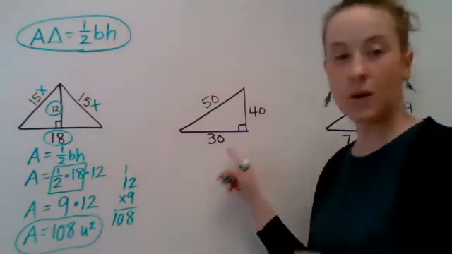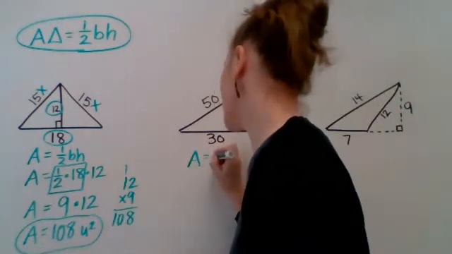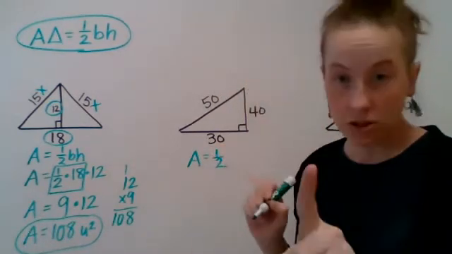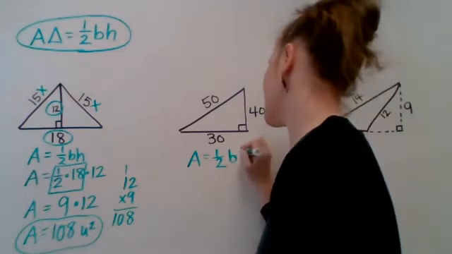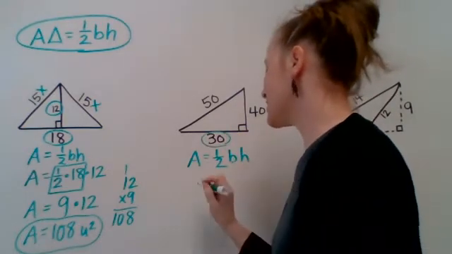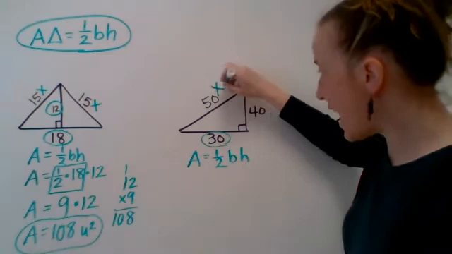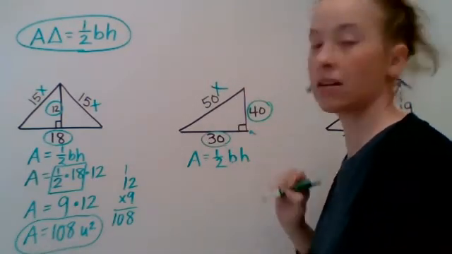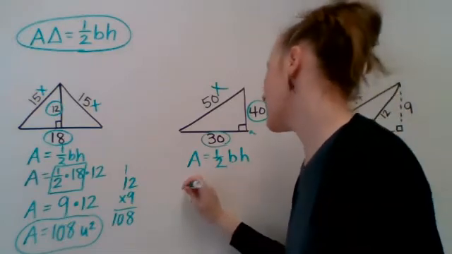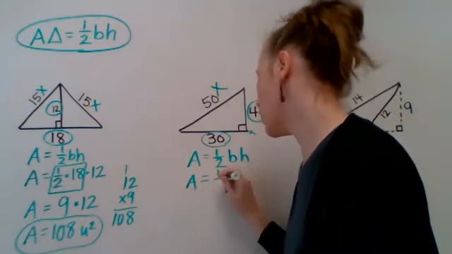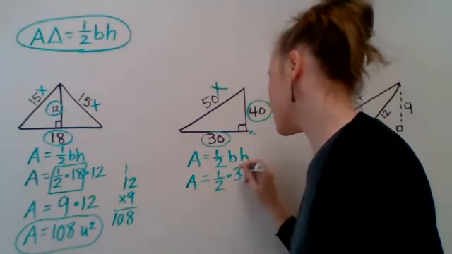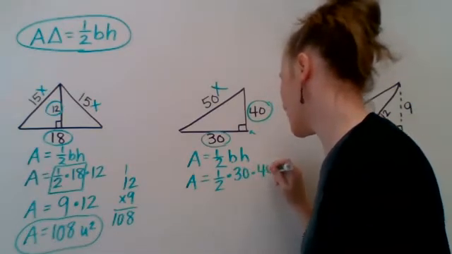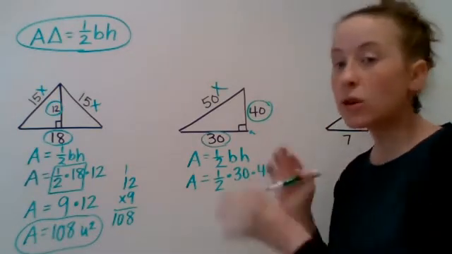Okay, so for this one, again, area equals 1/2 because it's a triangle, base times height. Now my base is the 30. My height is not the 50, that's the slanted side. We want to pick this 40 because of the right angle right here. So my area equals 1/2 times 30 times 40. Okay, so once again, you can do this in any order.